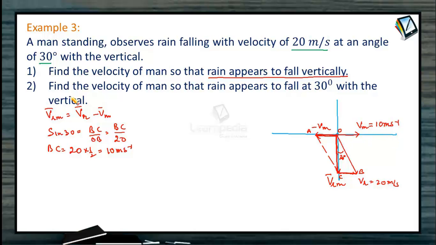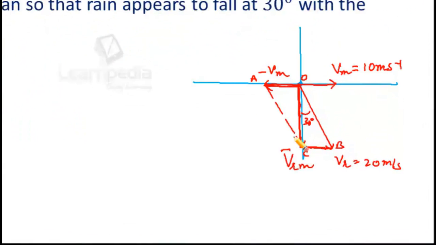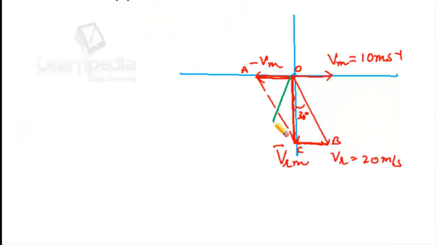Find the velocity of man so that rain appears to fall at 30 degrees with the vertical. So this time we will take that the rain is not appearing to fall vertical but appearing to fall at 30 degrees. That means he has to start walking with a greater speed. So the rain appears to fall at an angle 30 degrees with the vertical. This angle is given 30 degrees. So the resultant of the velocity of rain, this is the velocity of rain, minus velocity of man, this is the velocity. The resultant will be like this. This should be now at an angle 30 degrees.